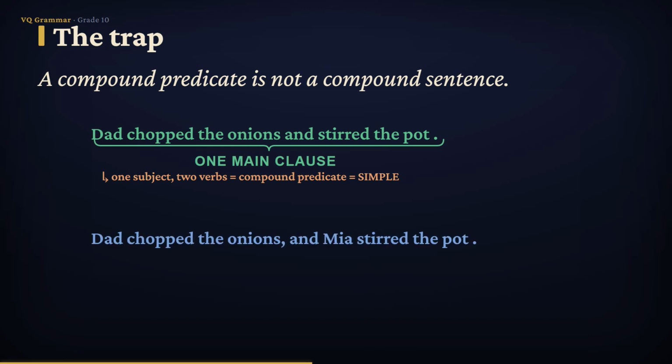Now watch me change it. Dad chopped the onions and Mia stirred the pot. Suddenly, the second half has its own subject, Mia, and its own verb, stirred.